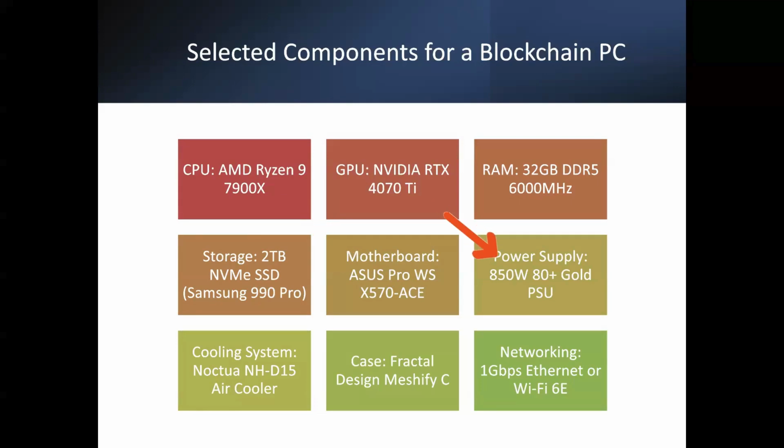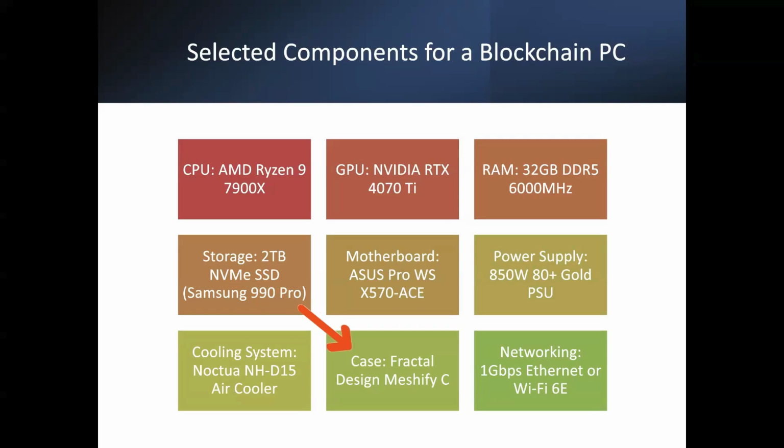The power supply is 850 watts, a Gold PSU, making sure that we have stable power delivery and power efficiency. To cool this system down, a Noctua NH-D15 air cooler. It keeps the system cool for 24/7 operations. That's the one I chose. And for the case, I chose the Fractal Design Meshify C. It allows good airflow and extra space if I want to upgrade.